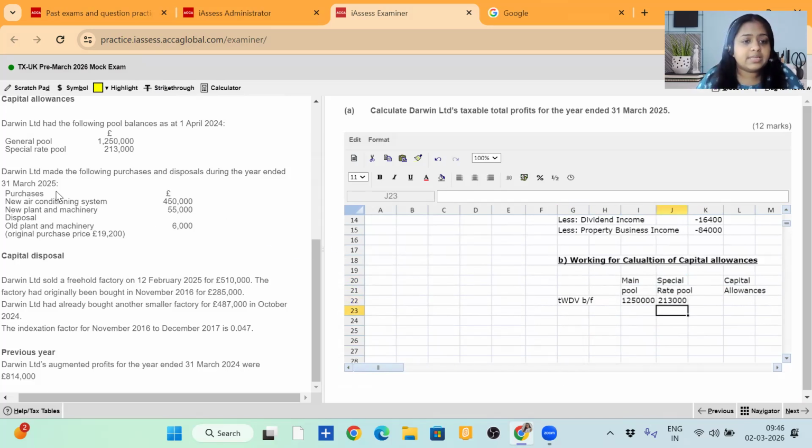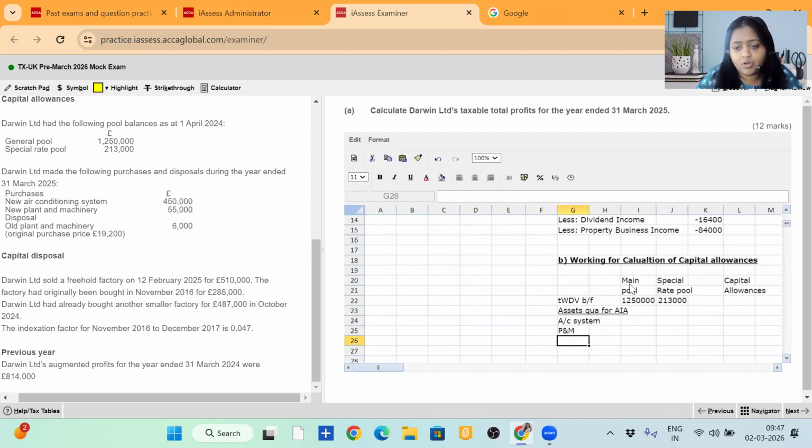Okay, now Darwin made the following purchases and disposals during the year. Purchases are new air conditioning and new plant. Yes, you will say that, ma'am, 100% FYA is available, but we have AIA also. So let's give AIA first. So we will write here assets qualifying for AIA. Okay, I will write here air conditioning, and I will write here plant and machinery.